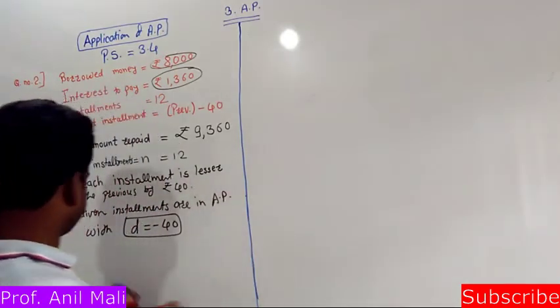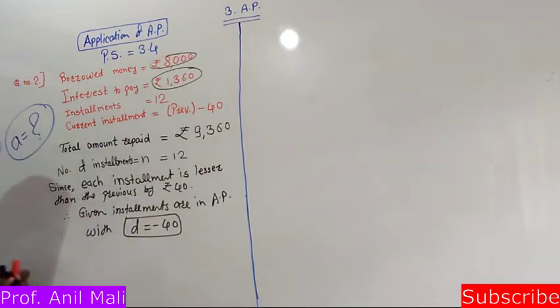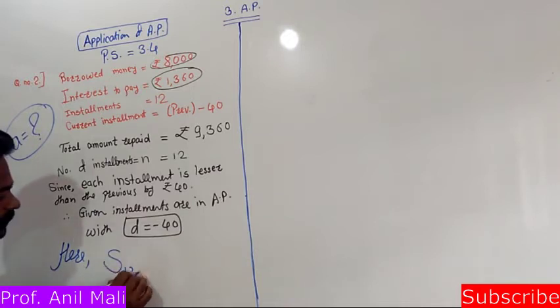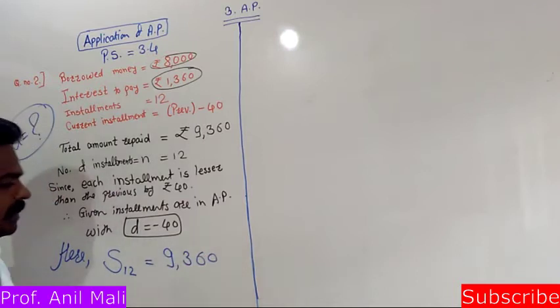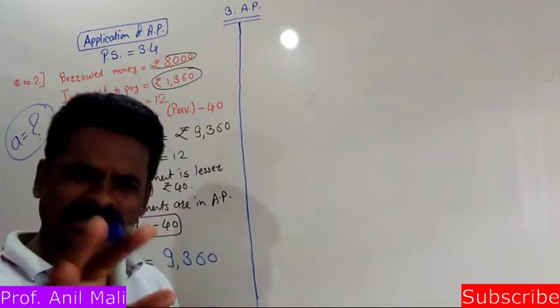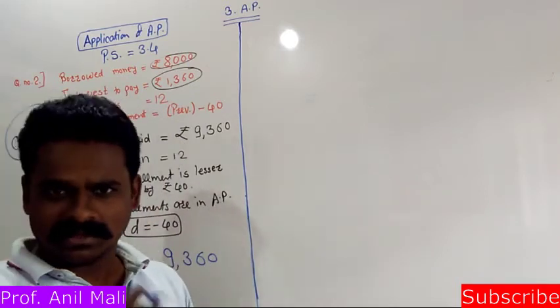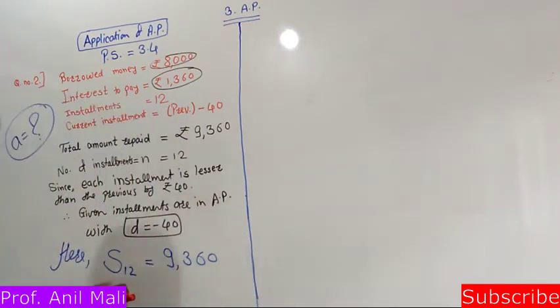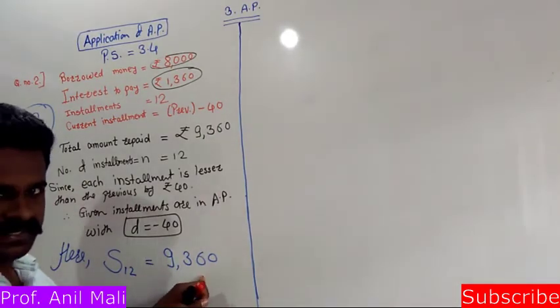And now here, S12 is equal to 9360. How? Because the total amount he is going to pay is 9360, and there are 12 installments, meaning 12 numbers. So S12, the sum of all installments, is 9360.